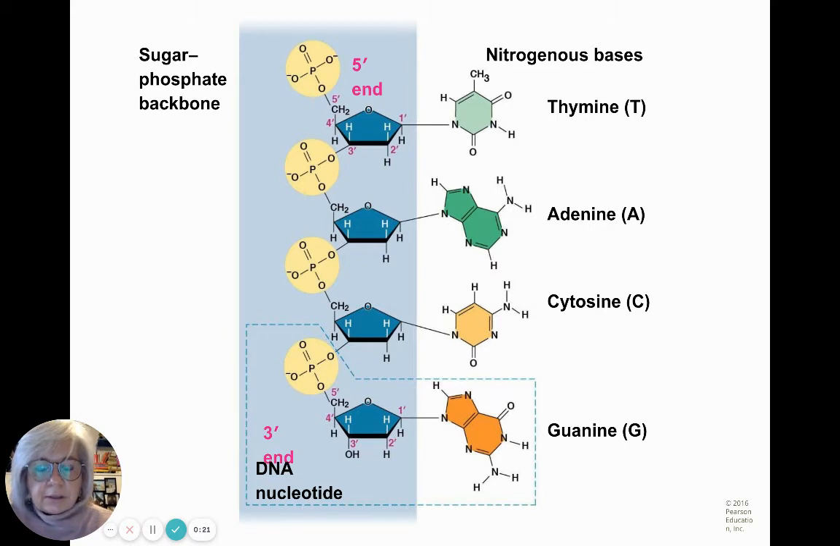So DNA is composed of nucleotides, and there are 4 different nucleotides. They differ in their nitrogenous bases that are out here. The common part that they share is a phosphate and a deoxyribose sugar.